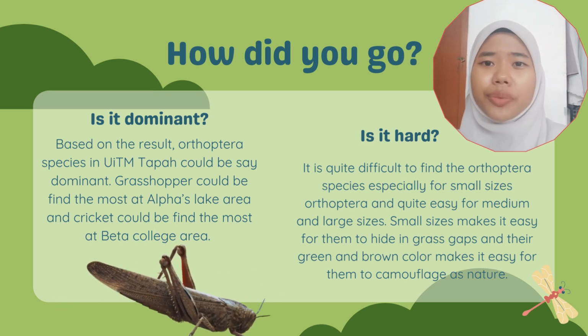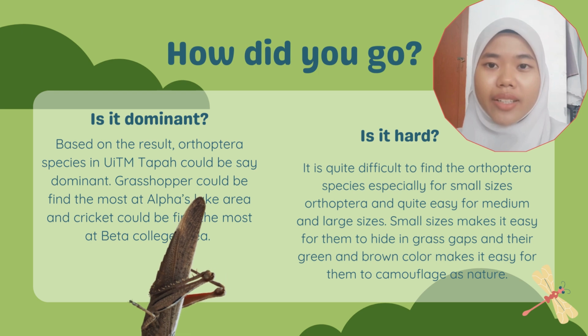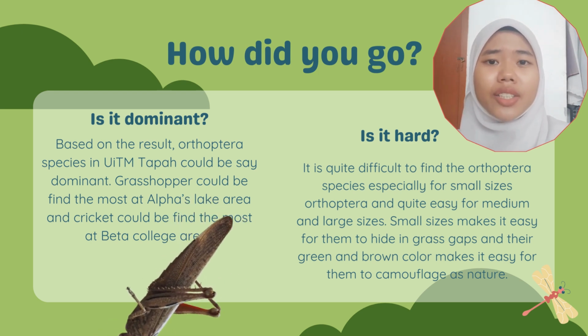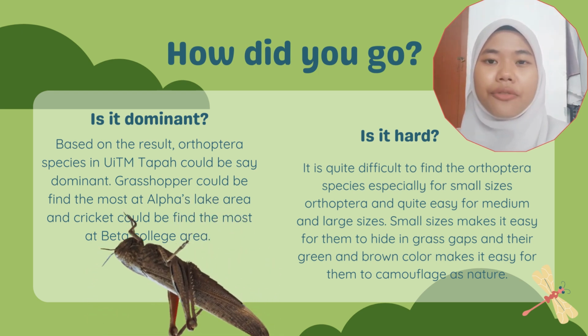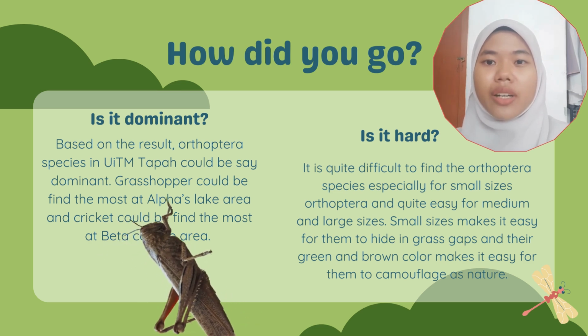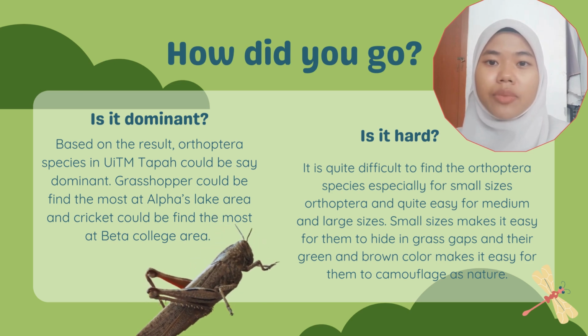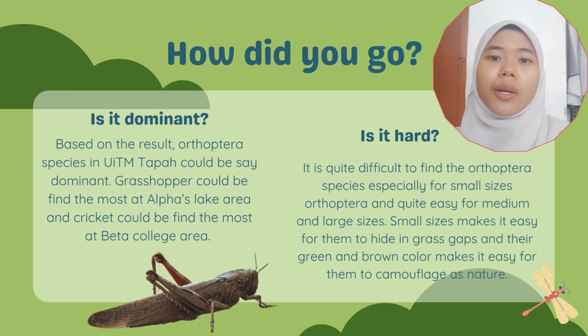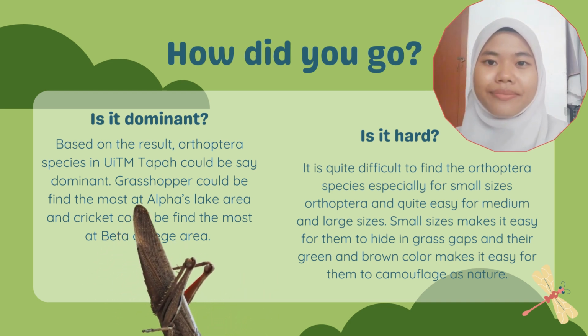Is it hard to find Orthoptera species in UiTM Tapah? After the field study had been done, we could interpret that it is quite difficult to find the small sizes of Orthoptera, and it is quite easy for medium and large sizes of Orthoptera. Small sizes make it easy for them to hide in grass gaps, and their green and brown color makes it easy for them to camouflage as nature like grasses and woods.